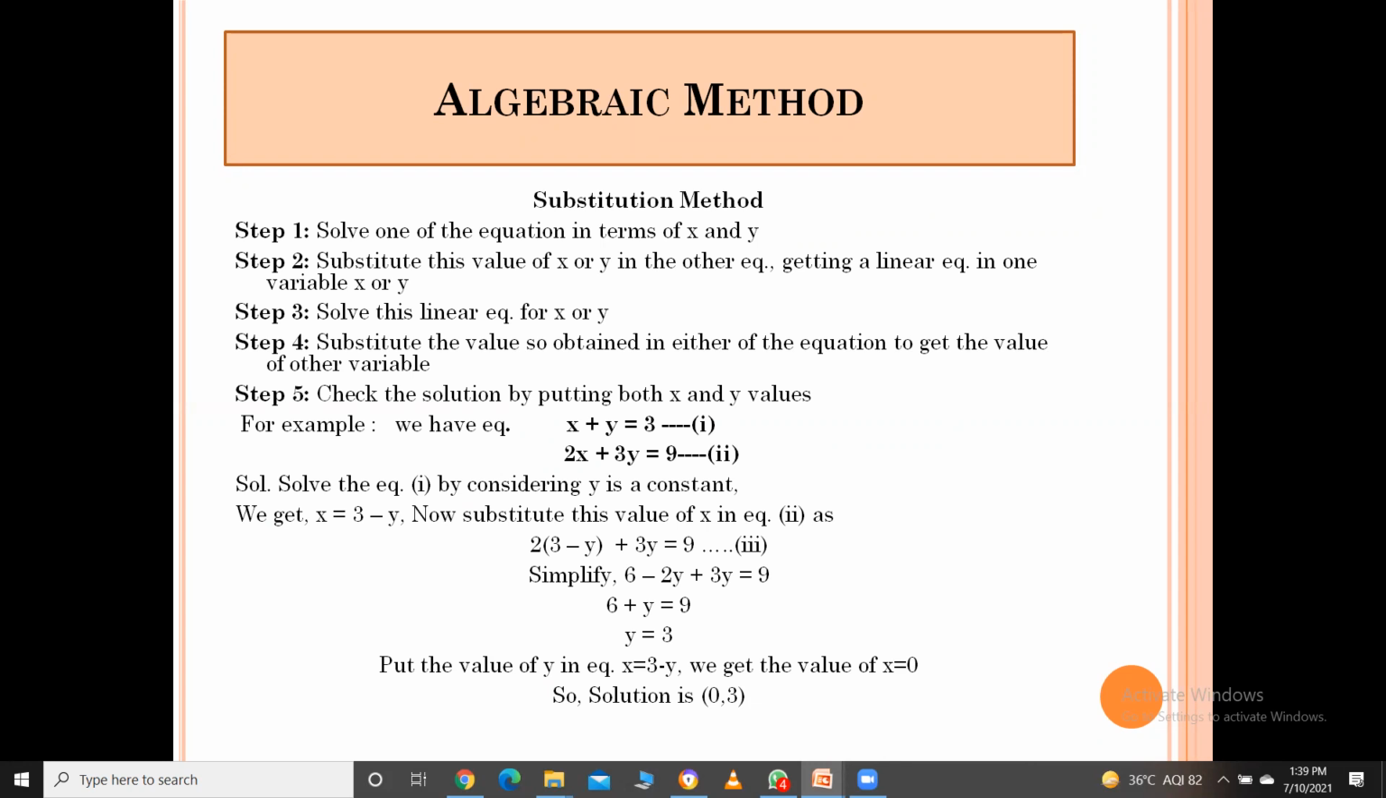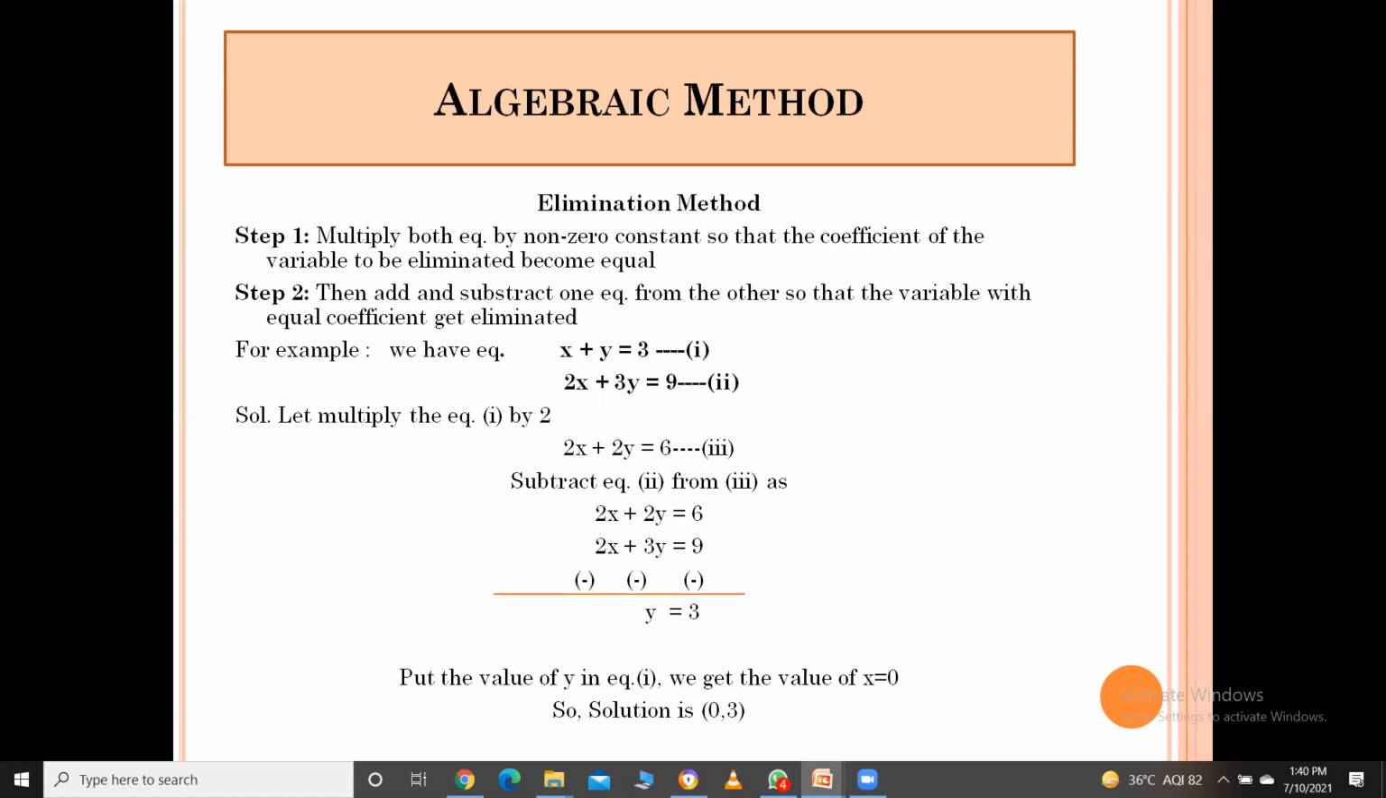For example, in the equation x + y = 3, we get the value of x as x = 3 - y, then put the value of x in the second equation. In these equations we reduce the equation in two variables to an equation in one variable. You can see in the third equation only a single variable is present. Then we solve that equation for the single variable, the y value is found, and putting the value of y we get the value of x.